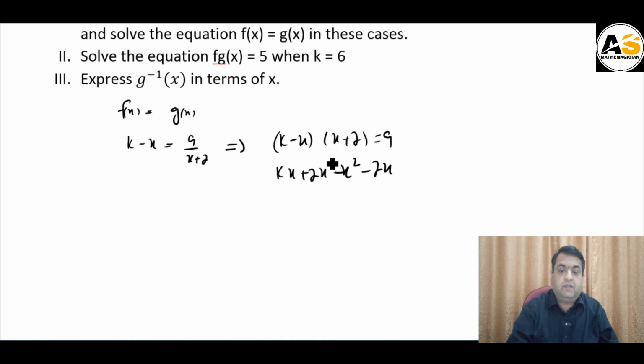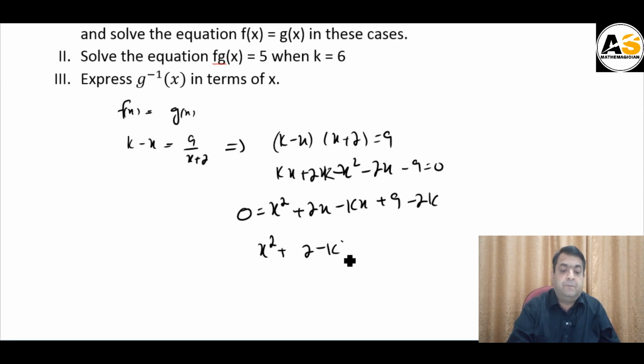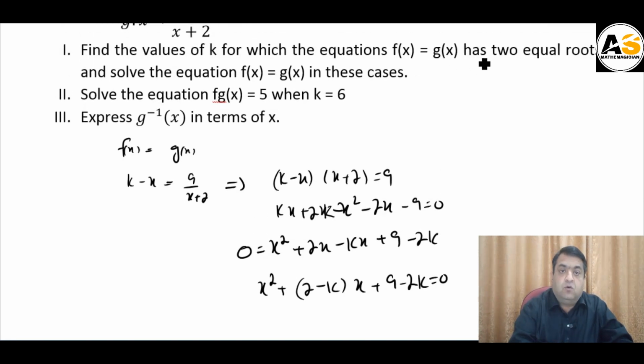Sorry, this is plus 2k minus 9 is equal to 0, or in other words, x square plus 2x minus kx plus 9 minus 2k is equal to 0. I am rearranging it. X square plus 2 minus k into x plus 9 minus 2k is equal to 0. We have formed the equation. This equation has two equal roots.